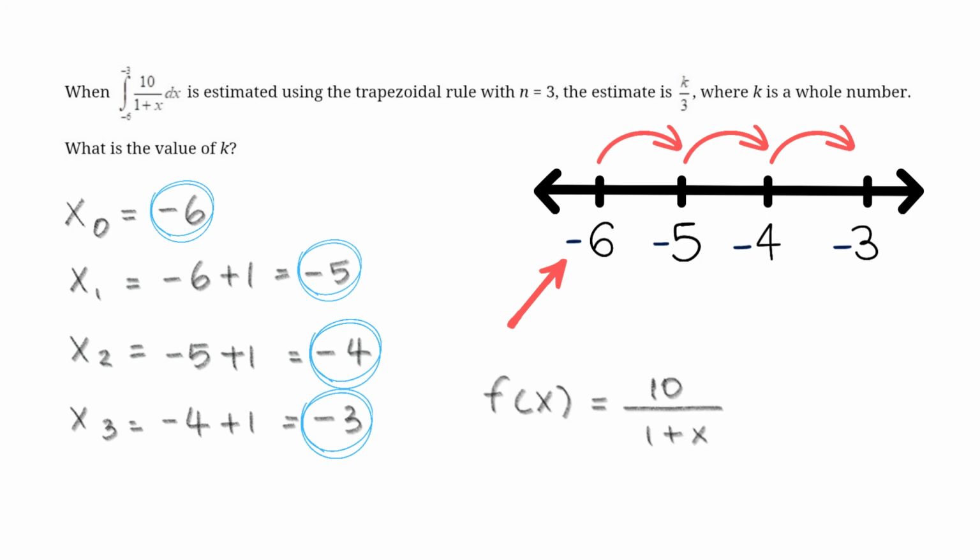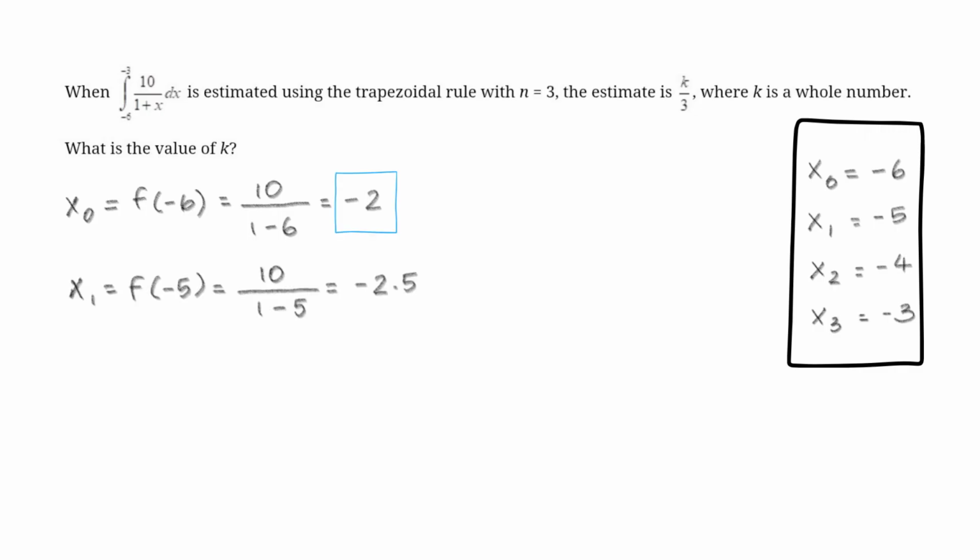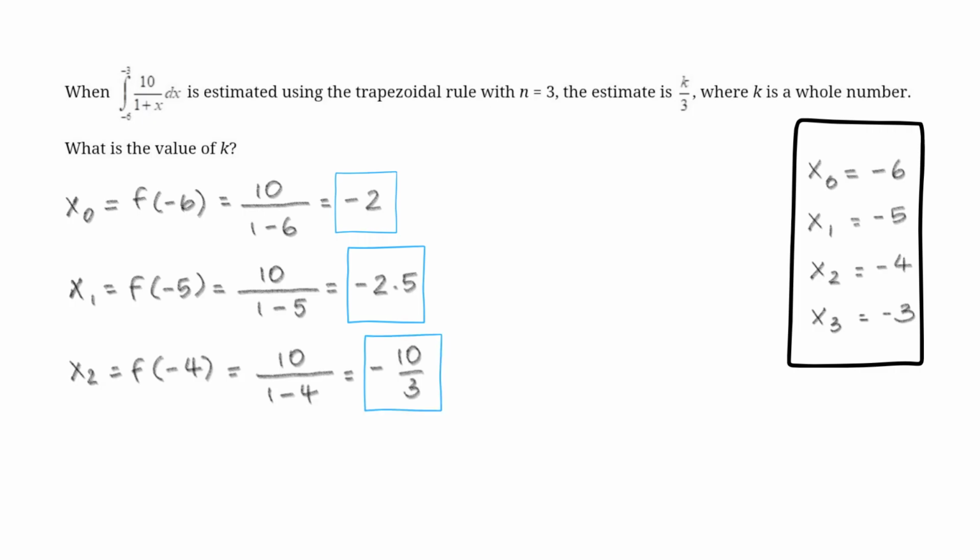Now, let's plug these into our function to get our heights. Now we find the height at our starting point. f of -6 is 10 divided by 1 minus 6, which gives us -2. Next, f of -5 equals 10 over 1 minus 5. This is equal to -2.5. f of -4 equals 10 over 1 minus 4. This is equal to 10 over -3. For the last x value, we have f of -3 equals 10 over 1 minus 3. This is equal to -5.